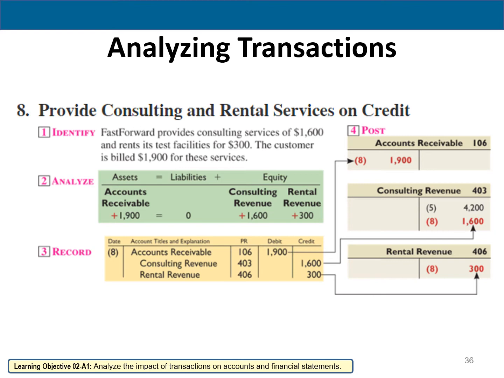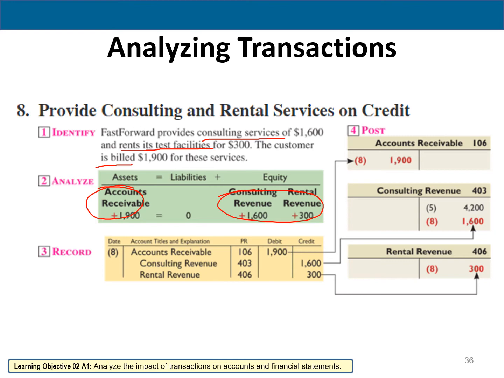So the first one, they bill the customer. So when they bill the customer, that means we're going to have an account receivable rather than cash today. They're providing consulting services, so that's one type of revenue account. And they're renting facilities, so that's another type of revenue account. So your accounts receivable is an asset, and it's going to increase by $1,900. You're recording 2 different types of revenues, consulting revenue and rental revenue.